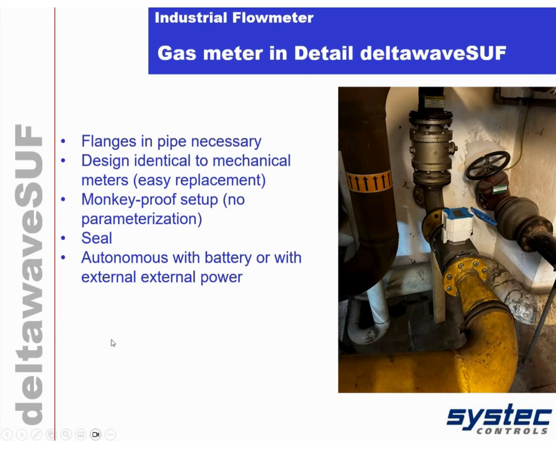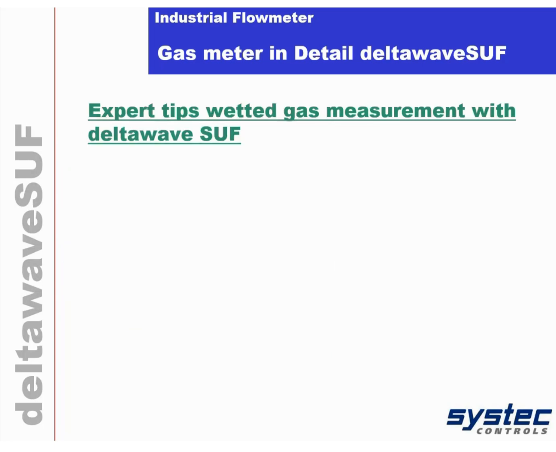As I said before, it's autonomous with the battery, with short inlet sections due to the flow straightener, which is inside of the meter. Okay, let's come to the expert tips for the SUF. You need to cut the pipe, that's the disadvantage.